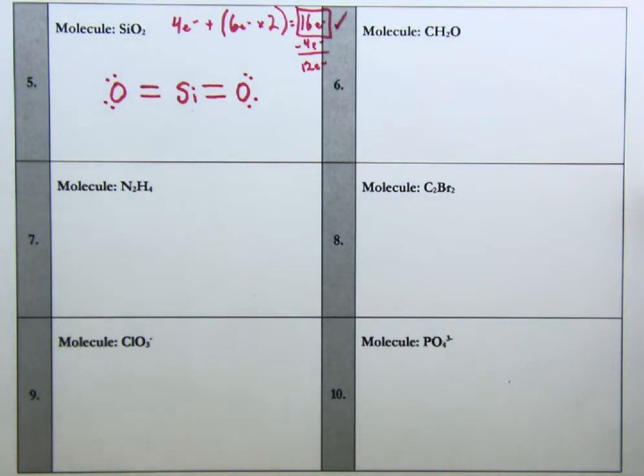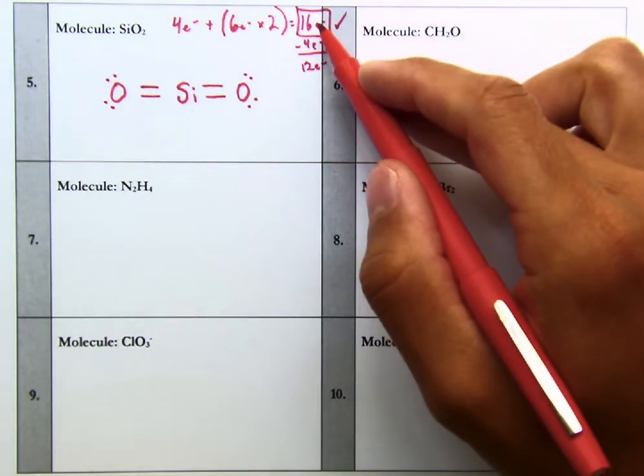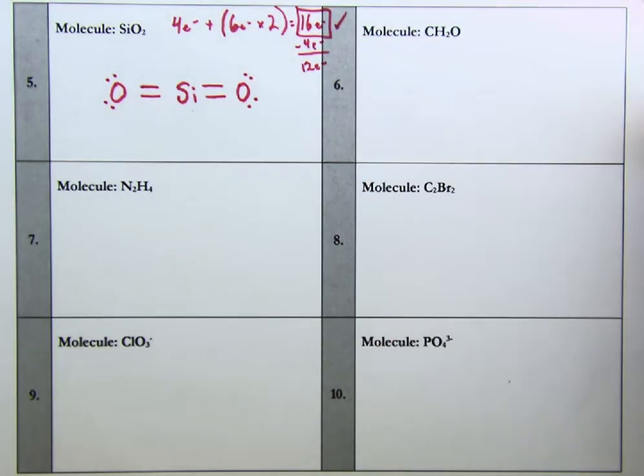Okay, so if you use single bonds and you cannot make it so that all of your octets are fulfilled and you still have the correct number of valence electrons, then that means you probably need a double bond or maybe multiple double bonds or a triple bond.